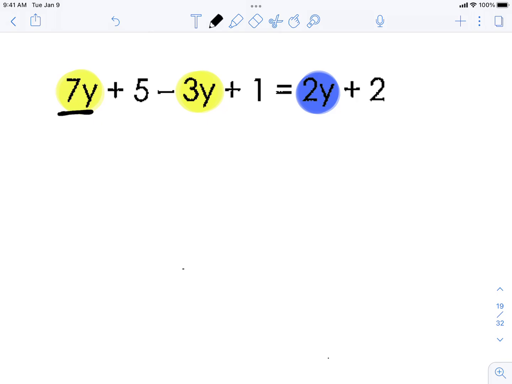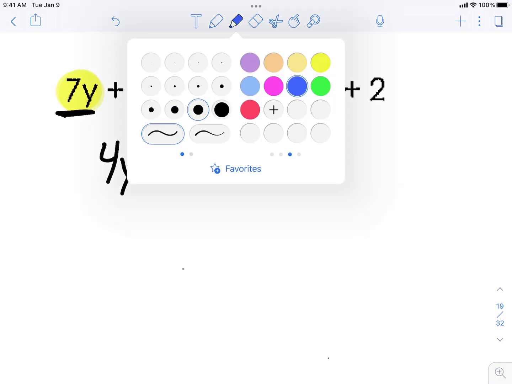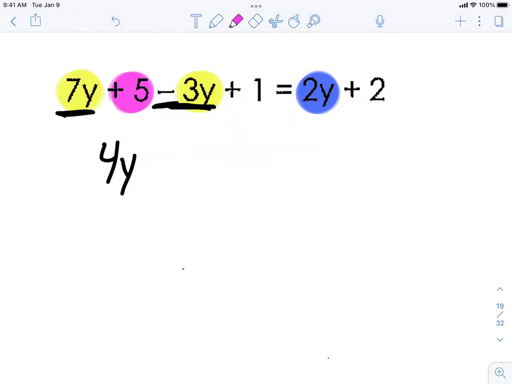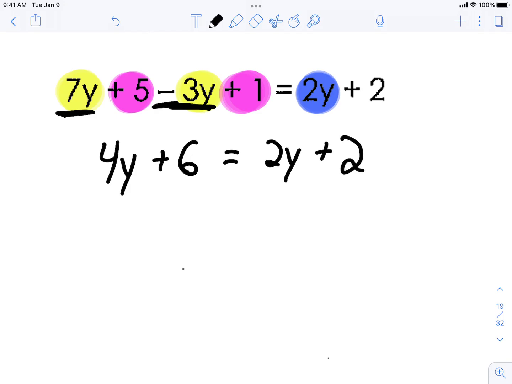So we have a 7y minus 3y. 7y minus 3y is 4y. The other like terms we have on the left side are the positive 5 and the positive 1, which equals 6. So we cleaned up the left side. I just brought the right side down. I'm not trying to do too much in one step.